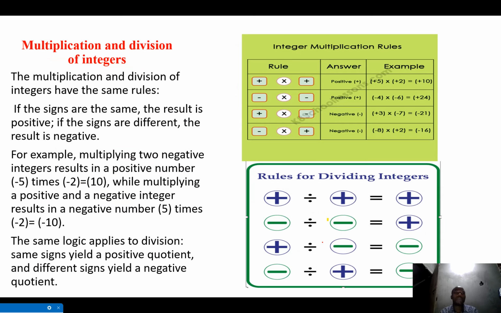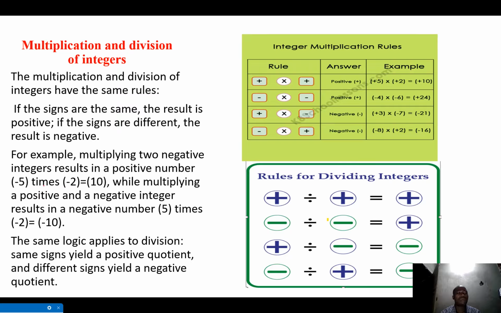Then we go to multiplication and division of integers. The multiplication and division of integers have the same rules. If the signs are the same, the result is positive. Here it means if the signs are both positive, or both negative, the answer will always be positive. And if the signs are different, the result is negative. For example, multiplying two negative integers results in a positive number.